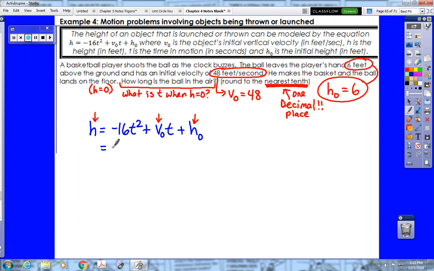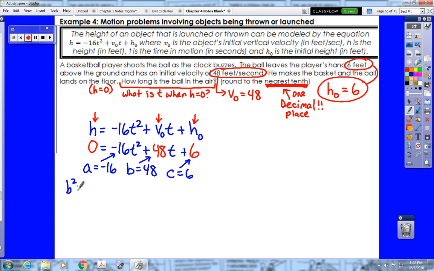on our answer. Okay? So we plug in what we have. Some of this stuff is not going anywhere. We're plugging in 6 for the initial height, 48 for the initial velocity, and 0 for the height, because that's what we're trying to solve for. Hey, look, that is a quadratic equation. It's what we just finished solving. So we're going to take that exact same process. A is negative 16, B is 48, and C is 6.